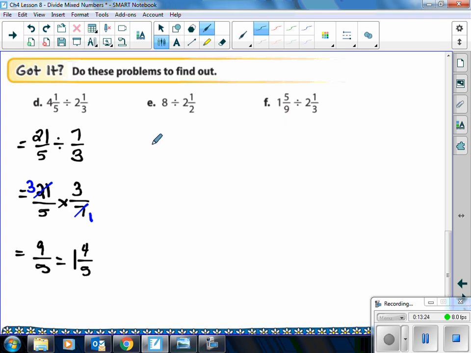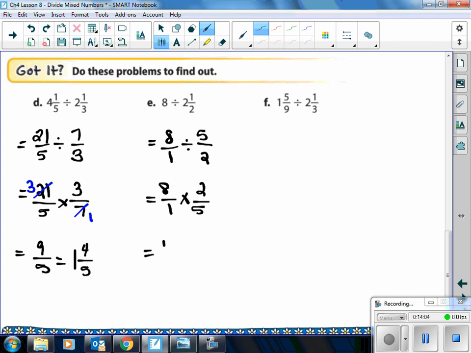All right. What about this one? Let's see here. What do I do with that 8? Make it 8 over 1. Very good. We're just going to change it to a fraction just by putting it over 1. So now we're going to divide by, this one, change this to an improper fraction. That's 5 halves. And now we can multiply by the reciprocal. So that's 8 over 1 times 2/5. Can I simplify anything? No. So we're going to multiply straight across.